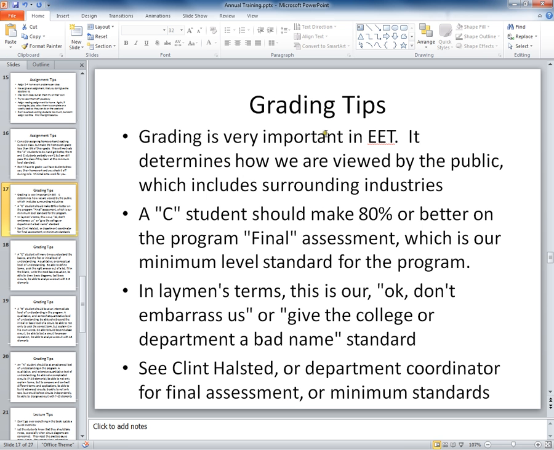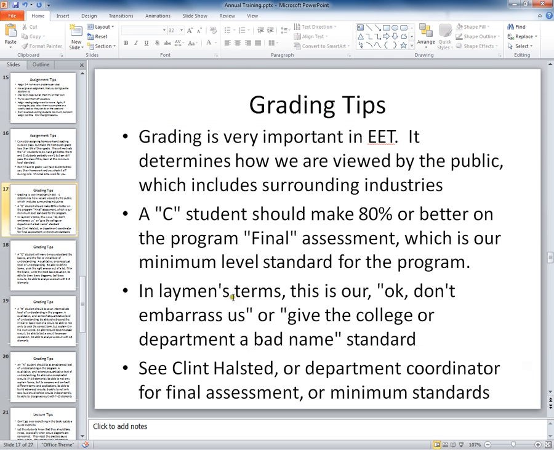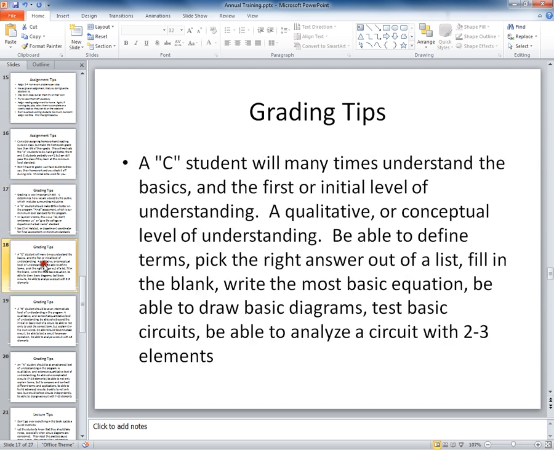Grading tips. Grading is very important in electronics engineering technology. It determines how we are viewed by the public, which includes surrounding industries. A C student should make 80% or better on the program final assessment, which is our minimum level standard for the program. In layman's terms, this is our okay, don't embarrass us, or don't give the college a bad name type of standard. See myself, Clint Halstead, for the minimum standard or the final assessment.